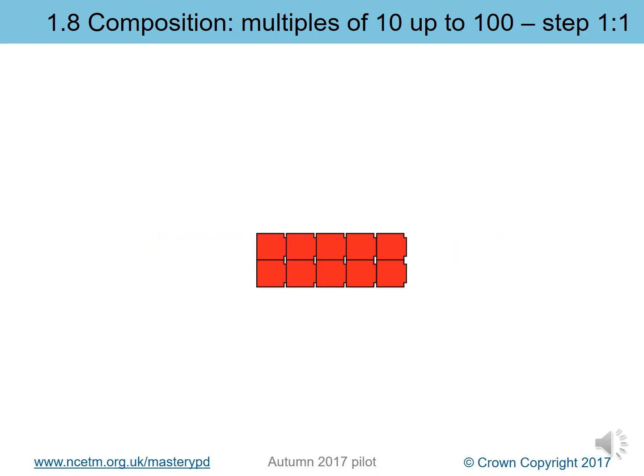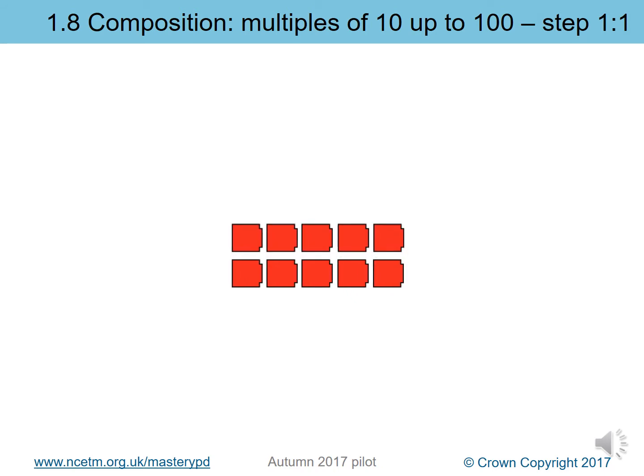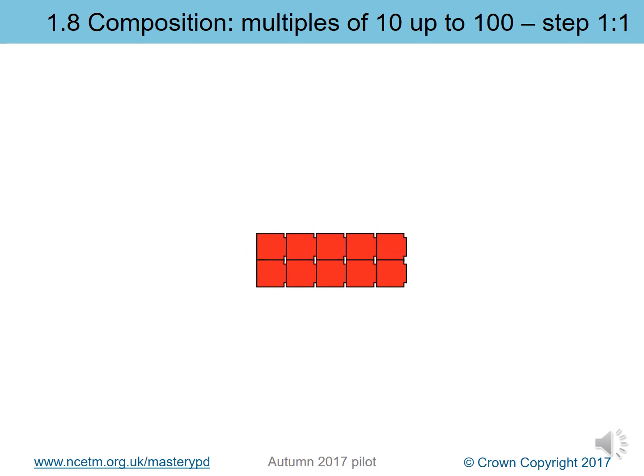Here we have 2 5s. Again, we know 5 and 5 makes 10. So we have 10 ones, 1 10. So we can represent 1 10 in many different ways. We're used to seeing it in our tens and ones that we use at school, our Dienes. But it could be that it's presented in a slightly different way, like it is on the screen here.